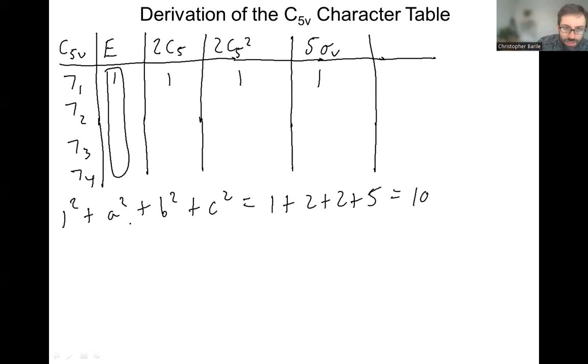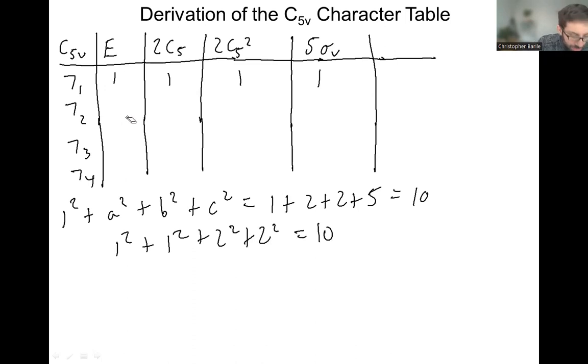So you can stare at this for a while. And the only way to solve this is if you have one more 1 and two 2s, because 1 squared plus 1 squared plus 2 squared plus 2 squared gives you 1 plus 1 plus 4 plus 4, which is equal to 10. So that's really nice because we can just fill this in here and it sort of gets us on the right track.